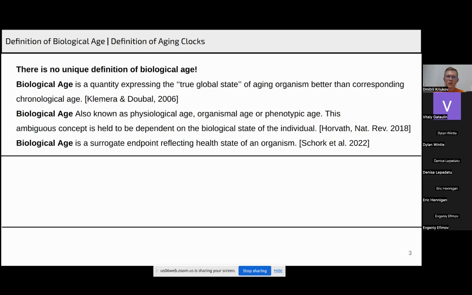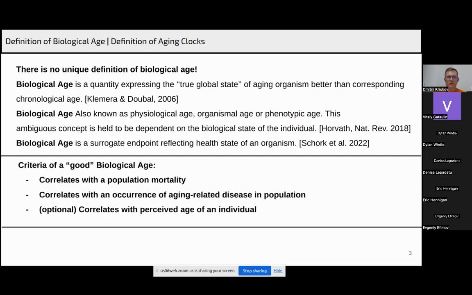And I think this is quite a good definition because this allows us to formulate criteria for a good biological age. The first criterion: biological age should correlate with a population mortality, because we want to predict undesirable outcome, as I said before. Mortality or death of individual is an undesirable outcome, and biological age in principle should be a predictor of mortality, of a death. The second criterion: at least biological age should be capable to predict aging-related disease, cardiovascular, cancer disease, diabetes, and other chronic disease like fibrosis and so on.